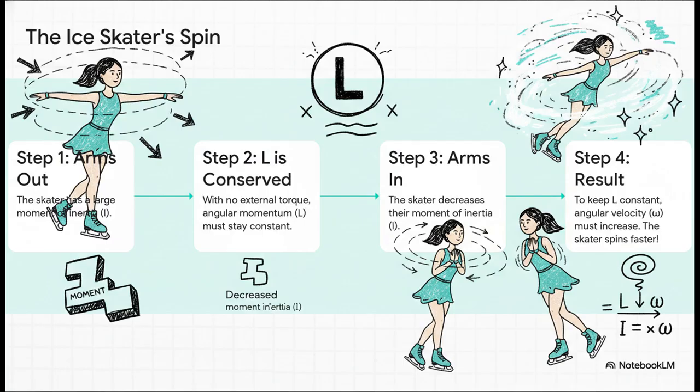Step 3. She pulls her arms in tight to her body. What does that do? It brings all her mass close to the center, so her moment of inertia suddenly gets way smaller. And now for the finale, step 4. The universe says her total angular momentum has to stay the same. So if that I part of the equation just dropped like a rock, the only way to balance the books is for the spin speed part, the angular velocity, to shoot through the roof. And that's it. That's the secret. She spins faster because the laws of physics demand it.